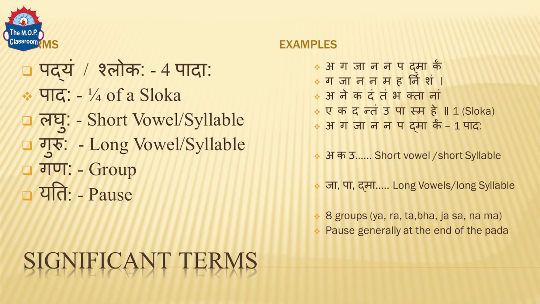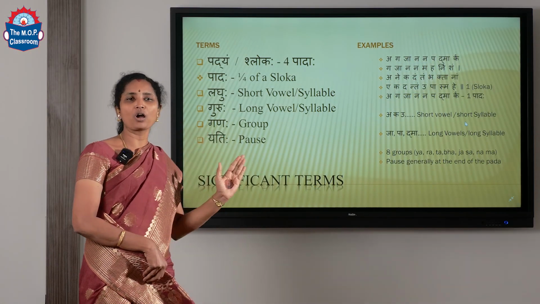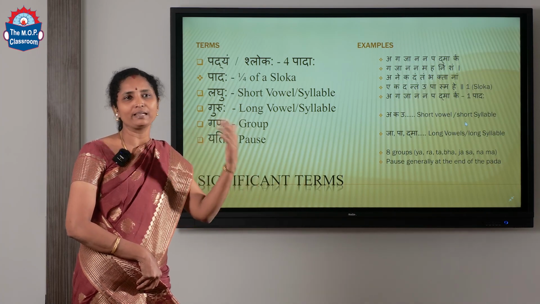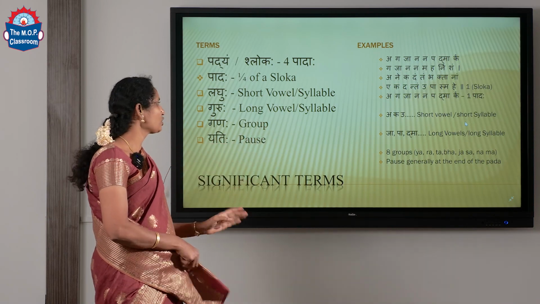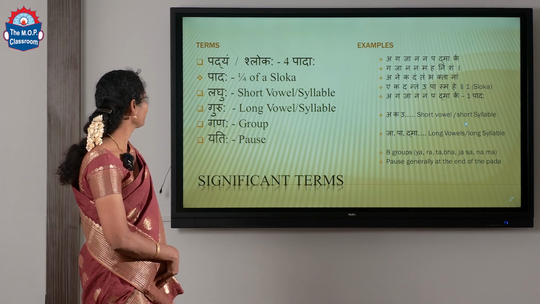And then Laghu. Laghu is a short syllable, like E, U, R, Ka. All these are Laghu, a short vowel or syllable. Guru is a long vowel, which takes extra time to pronounce, like E, Ru, whatever the example is. All those are called long vowels.